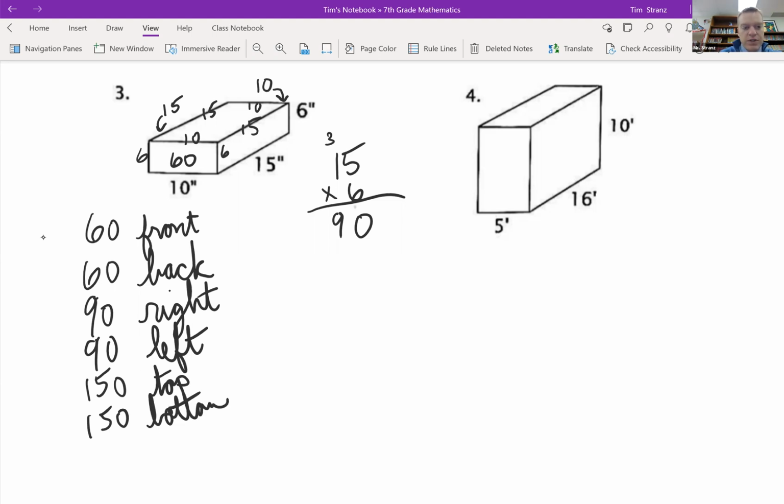So we have 60 and 60 is 120. 120 and 90 is 210. 210 and 90 is 300. 300 and 150 is 450. And then 450 plus 150 is going to be 600. So 600 square feet total for number 3.